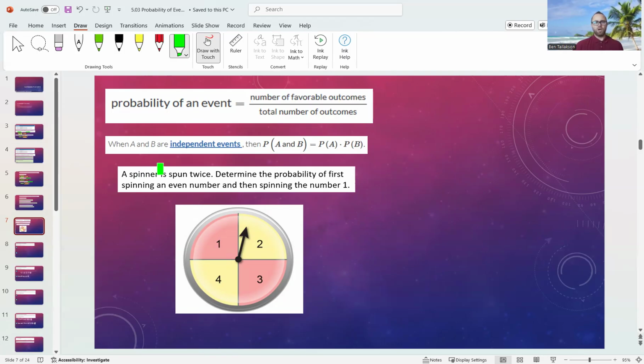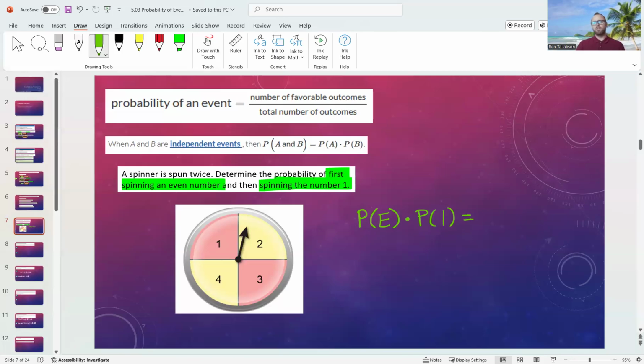A spinner is spun twice. Determine the probability of first spinning an even number, and then spinning the number 1. Okay, are these independent events? Absolutely, right? You're just spinning the same spinner over and over. So the probability of first spinning an even number times the probability of then spinning the number 1. Well, what does that give us?